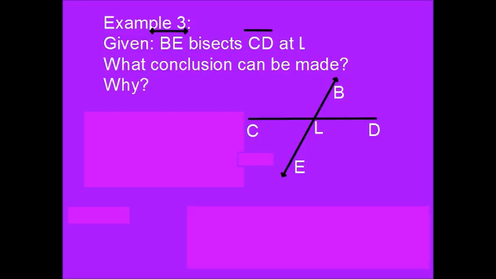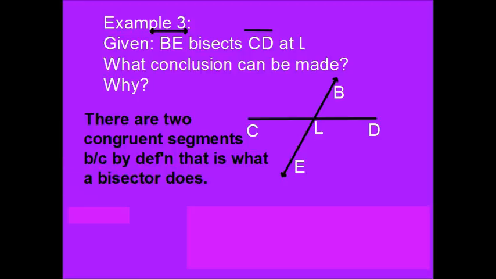So if BE cuts CD, which segment is being cut? It's the CD segment. Now, what conclusion can be made? Based off that key word, we know we're going to have two congruent segments. Why? Because by its definition, that's what a bisector does. Now, again, for those of us that are visual learners, let's copy down this picture. If BE is the one that's doing the cutting, it's cutting CD. That means CD is being cut into these two congruent pieces. So what are those two congruent pieces? It's CL and LD.